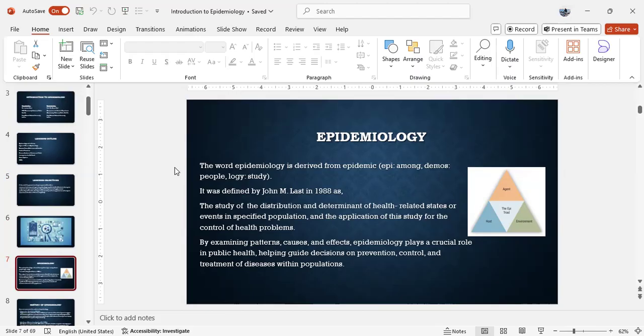By examining patterns, causes, and effects, epidemiology plays a crucial role in public health, helping guide decisions on prevention, control, and treatment of diseases within populations. This is the epidemiological triad, and you can see for any disease to occur, there needs to be an agent that causes the disease, a host in which disease occurs, and an environment which is suitable for that agent to cause this disease.